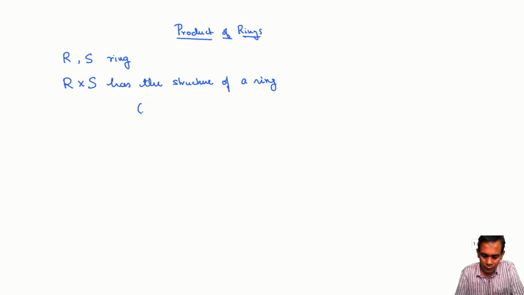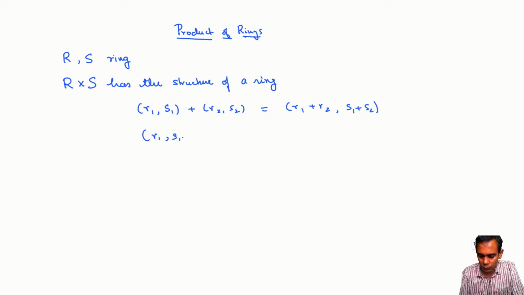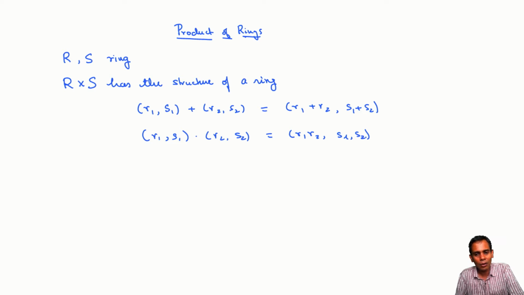So if you have (R1, S1) plus (R2, S2), it's just going to be (R1 plus R2, S1 plus S2), and (R1, S1) times (R2, R2) is just going to be (R1 R2, S1 S2). It's not difficult to check that this operation will inherit all the ring axioms from the corresponding axioms for R and S. Just to make some things clear, let me give a few examples.